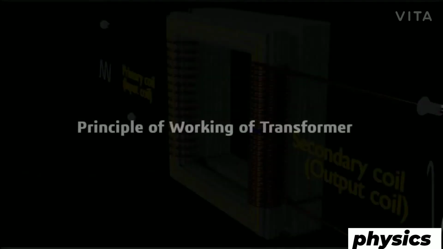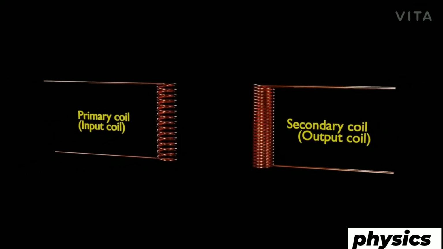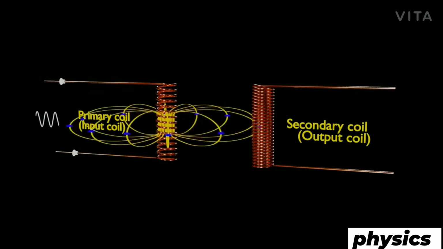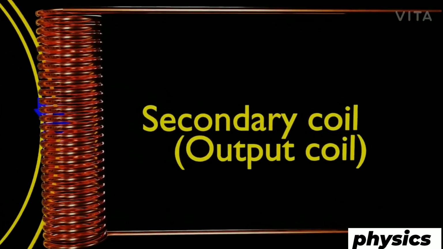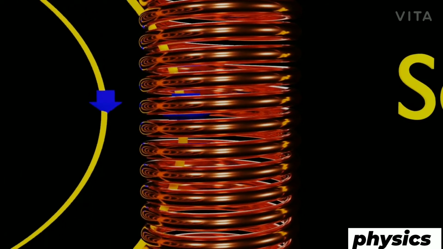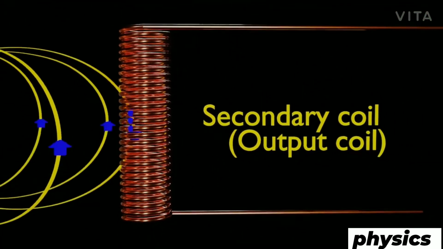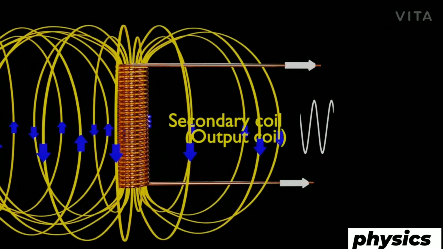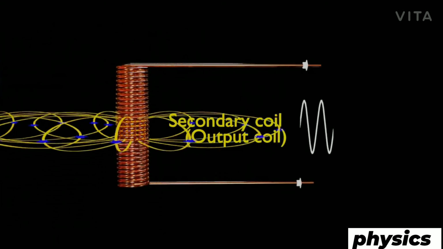Principle of working of transformer. An electrical transformer works on the principle of mutual induction. When an alternating voltage is applied to the primary coil, the resulting current produces an alternating magnetic flux, which links to the secondary coil and induces an EMF in it, which forces the free electrons of the secondary coil to move and therefore produces alternating current in the secondary coil. This phenomenon is called electromagnetic induction and particularly known as mutual induction.